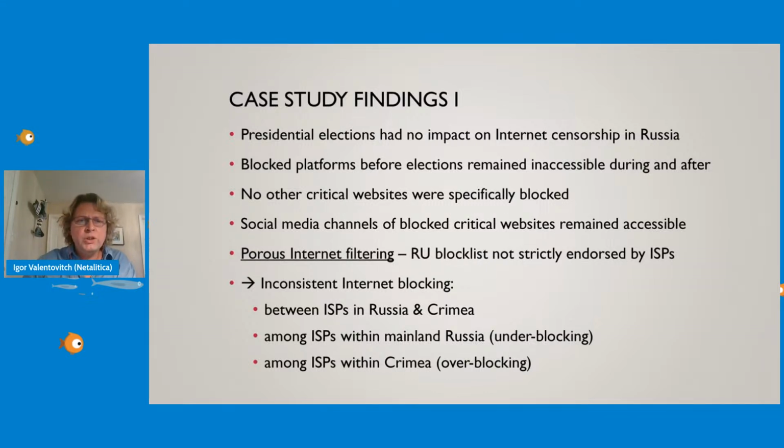So the inconsistent internet blocking can be seen to be present between ISPs in Russia and Crimea as separate territories. Within the mainland Russian internet service providers, we witnessed underblocking of websites that were supposed to be blocked because the Russian telecommunication authorities demanded that. And when we looked at Crimea itself, we noticed overblocking of resources. So basically, the local internet service providers were blocking more content than necessary.